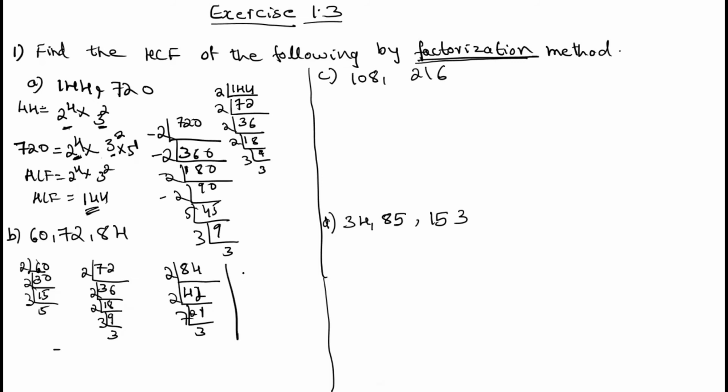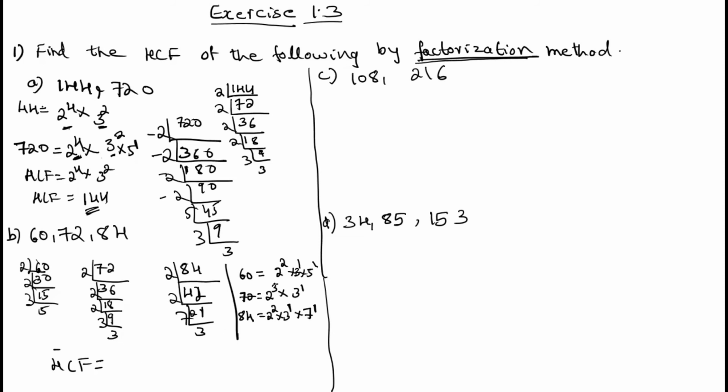Okay, now see 60 is equal to 2 to the power 2 into 3 to the power 1 into 5 to the power 1. Then 72, that's the second number. 72 is equal to 2 to the power 3 into 3 to the power 2. Next 84. 84 is equal to 2 to the power 2 into 3 to the power 1 into 7 to the power 1. We know the formula, right? HCF is equal to least power of the common factors. That means product of least power of the common factors.